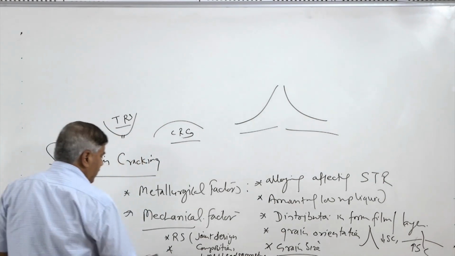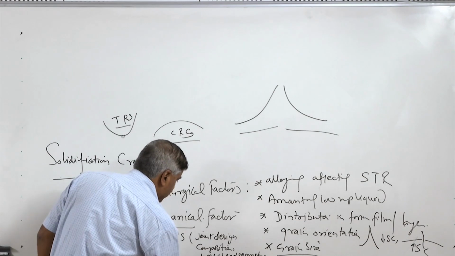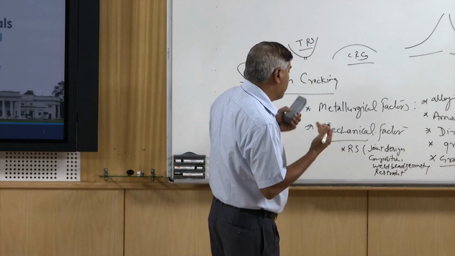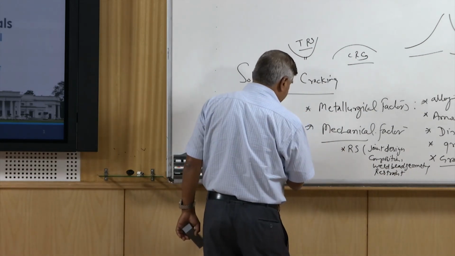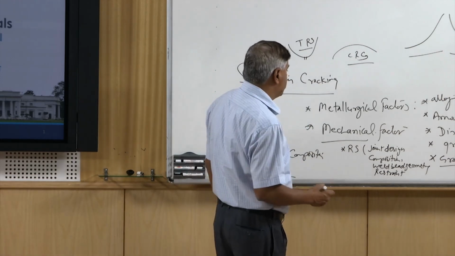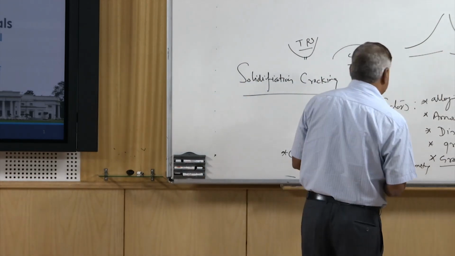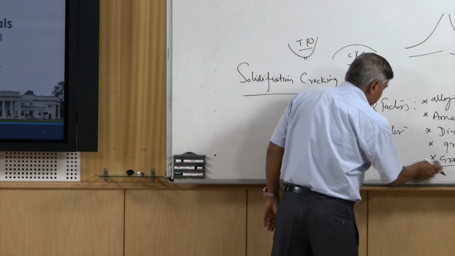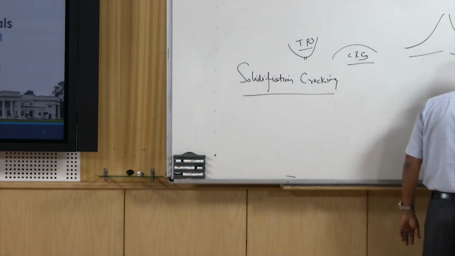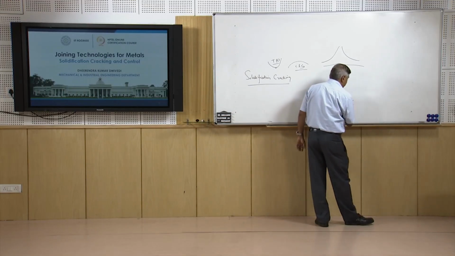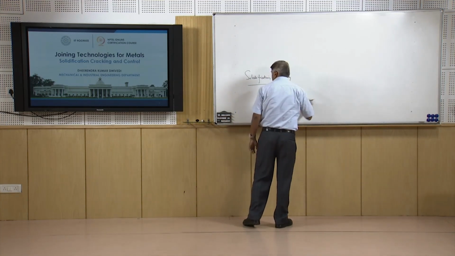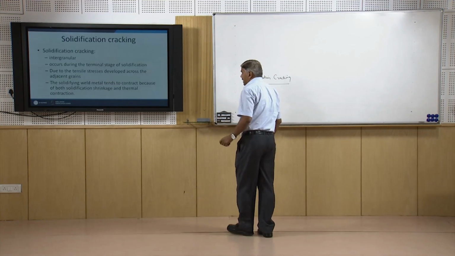Likewise, another factor is the restraint. Higher is the restraint during the welding, greater will be the residual stresses. Apart from that, the composition of the base metal or the filler metal which is being used. So, all these factors we will be discussing at length to show how they affect the solidification cracking, and these factors will give us an idea about what can be done in order to avoid or reduce the solidification cracking tendency. For this we will be going through certain diagrams.